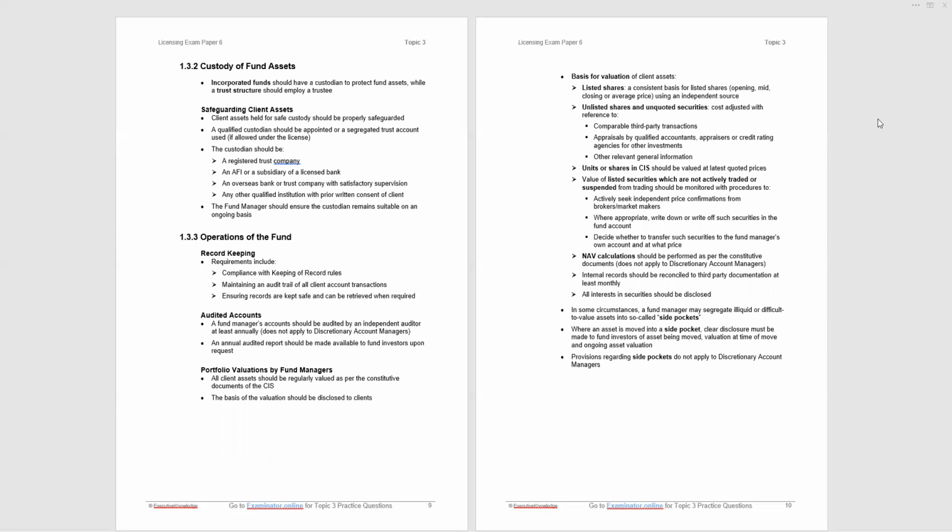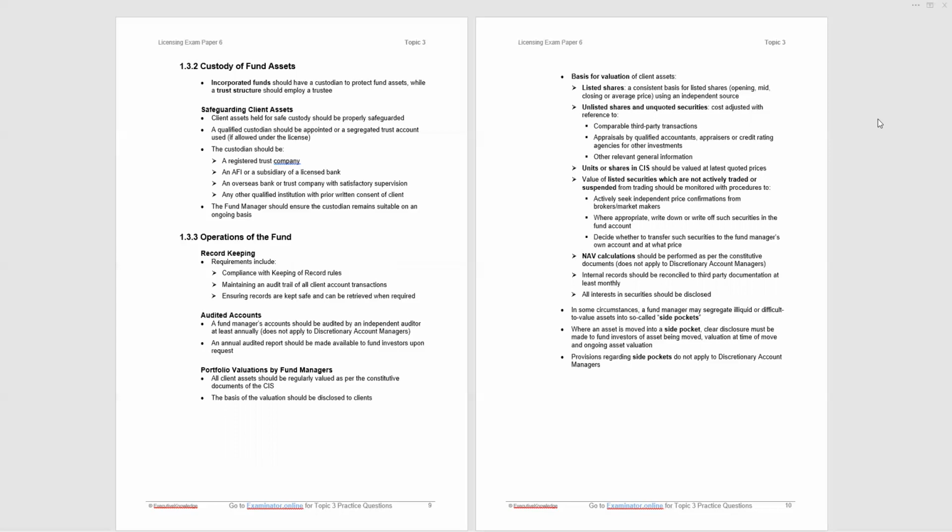Who can be custodian? They list the 4 types: a registered trust company or AFR subsidiary of a licensed bank, or overseas bank or trust company with satisfactory supervision, or any other qualified institution with prior consent of the client. And then the third area, operations of the fund. Record keeping, yes, you should comply with the keeping of record rules.